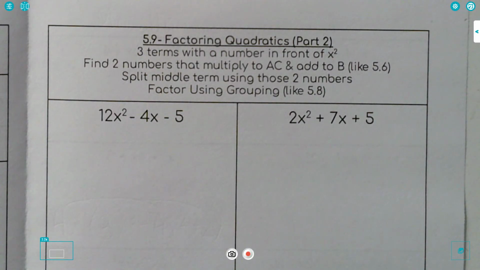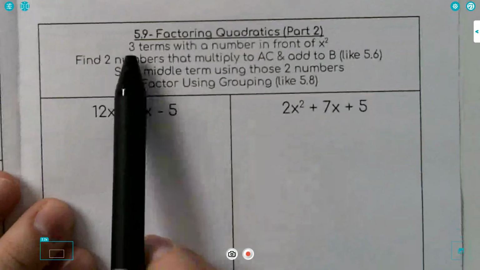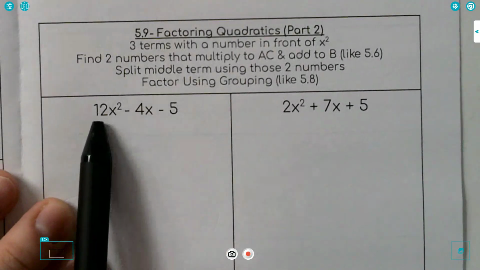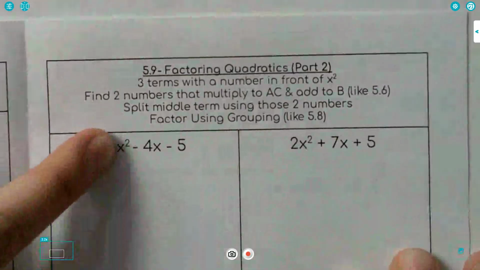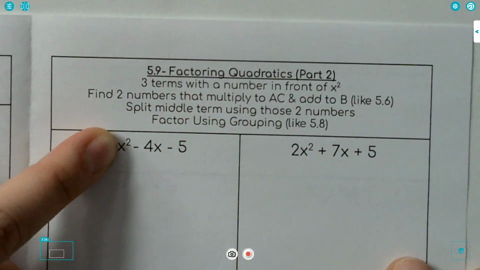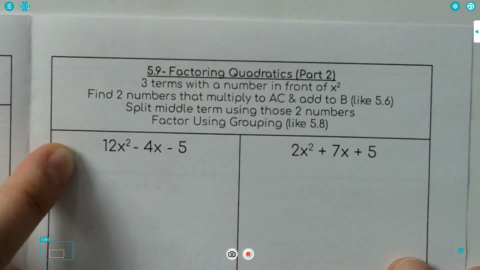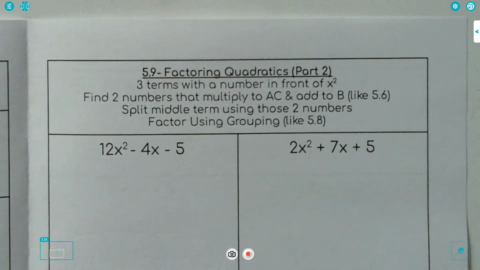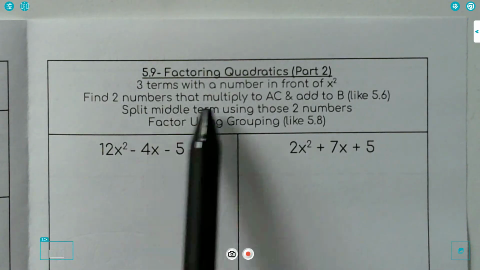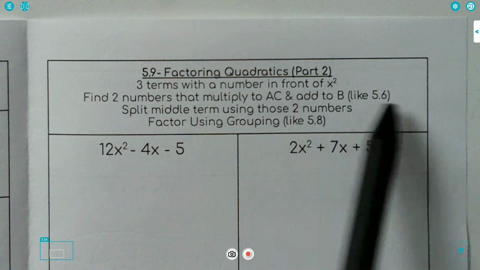So, factoring quadratics part 2. This is what we did yesterday. So it's freshest in your mind, but it was also the most challenging part, and there's lots of different pieces. So, first thing that we need to know is we use it when there's 3 terms and we've got that number in front. Now that we've got that there, we have to do more. We're going to find 2 numbers that multiply to AC and add to B.